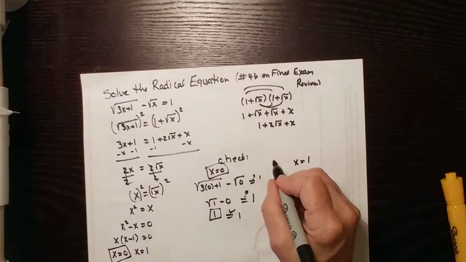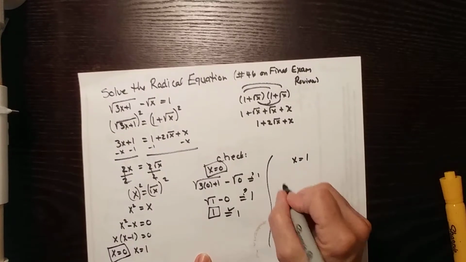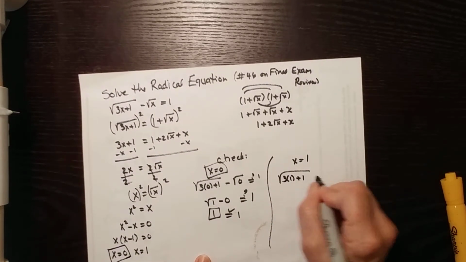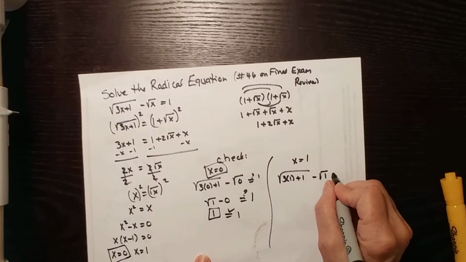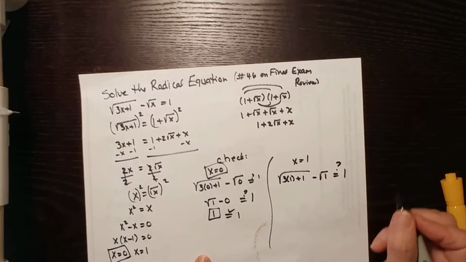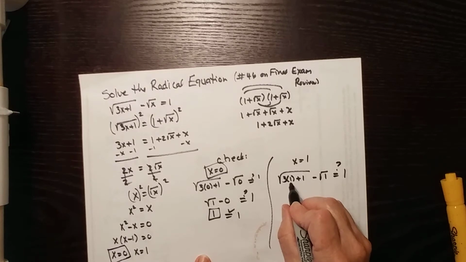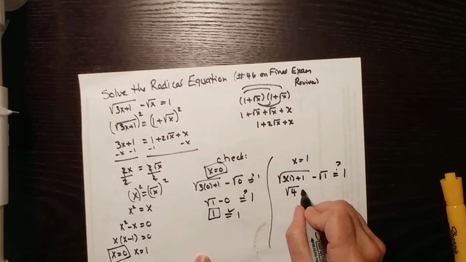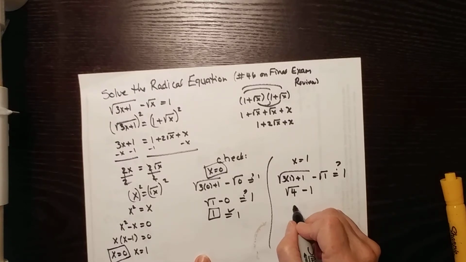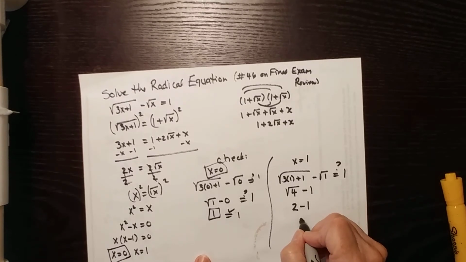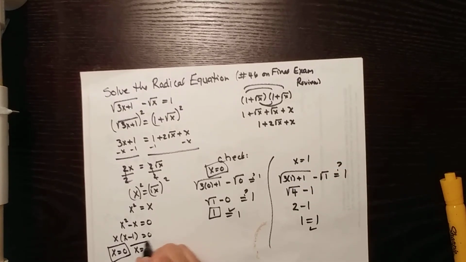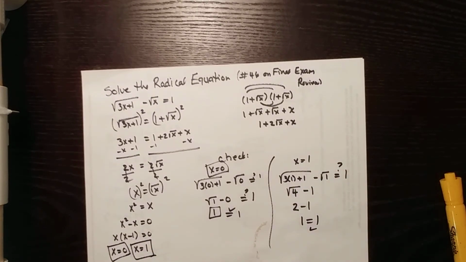This is excellent. Here's the check for x is 1. The square root of 3 times 1 plus 1 minus the square root of 1. Does this equal 1? That's what we want to know. Well, 3 times 1 is 3, plus 1 is 4. The square root of 4 minus the square root of 1 is 1. The square root of 4 is 2 minus 1. 1 does equal 1, and so we got another good answer. We got 2 good answers for this one.